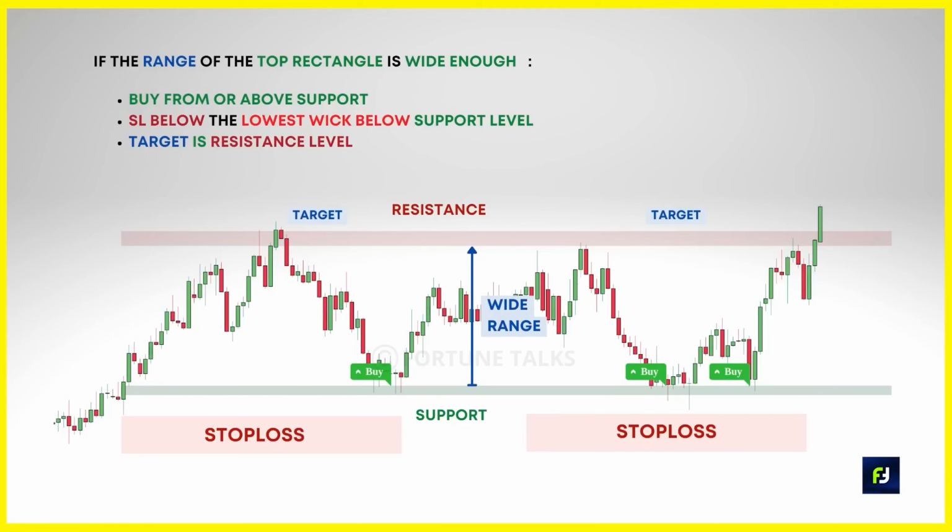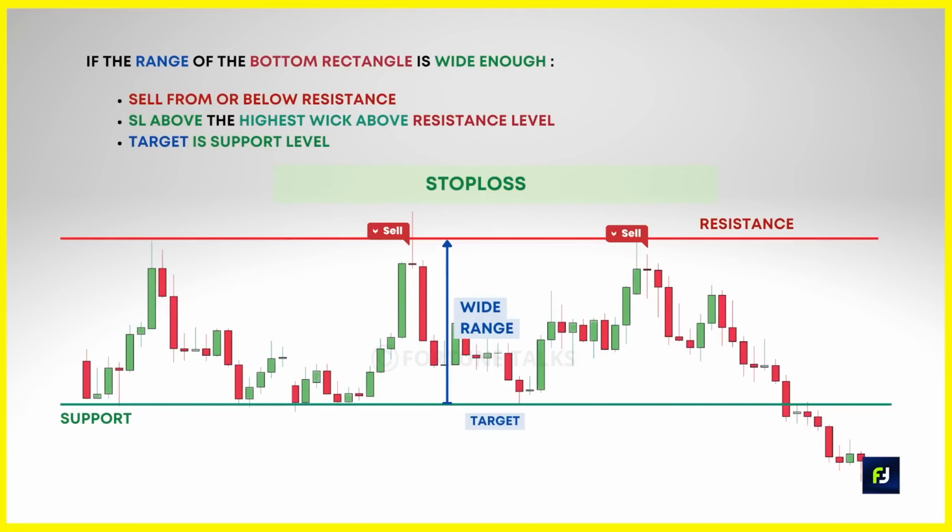your stop loss below the lowest wick or candle formed during the consolidation, and the target will obviously be the next resistance level. Similarly, for a bottom rectangle pattern, you can look to short when the price reverses down from the top resistance level and place your stop loss above the highest wick or candle that is formed during the consolidation. The target is obviously the lower support level.